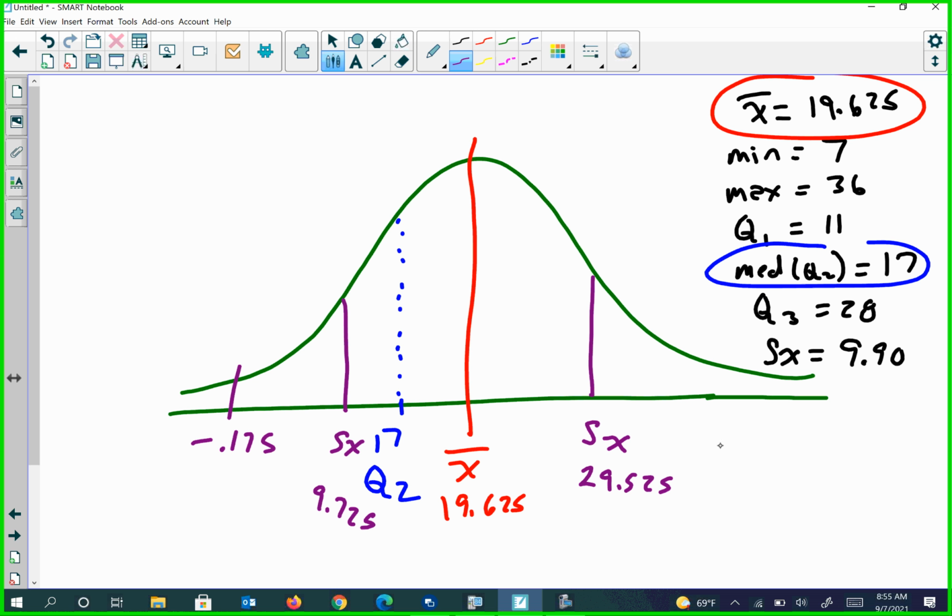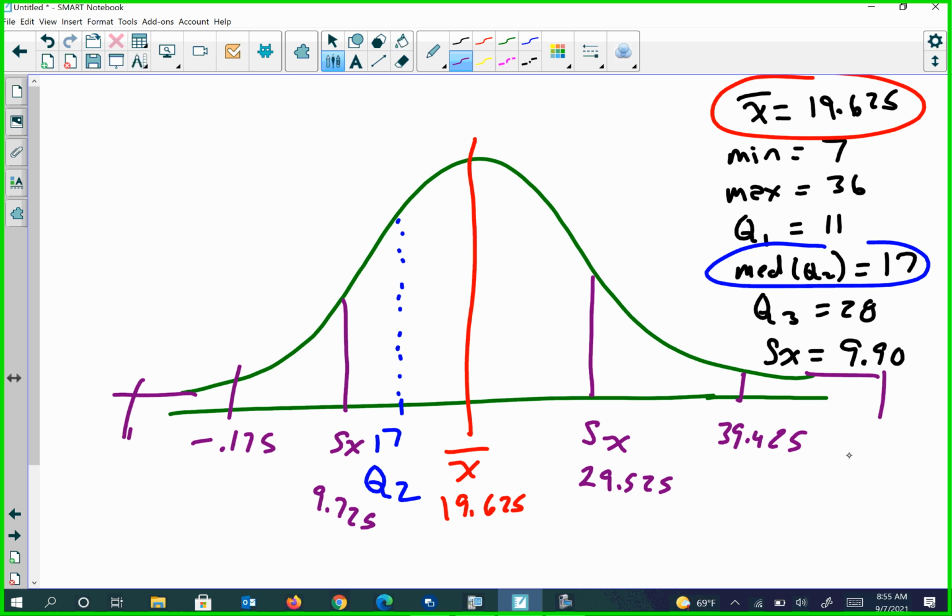Will you go 29.525 and then plus 9.9? So minus 9.9 is 19.625. Okay. But go plus 9.90. So 29.525 plus 9.90 is 39.4. Okay. You can indeed go out 3 standard deviations each way.